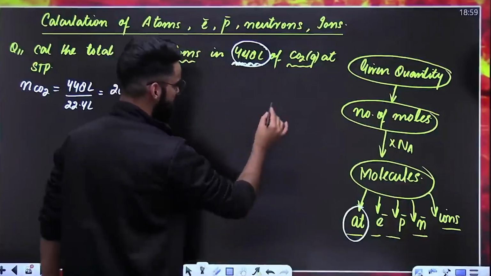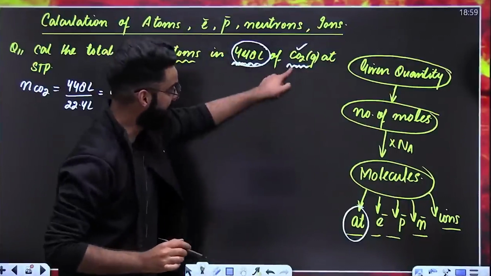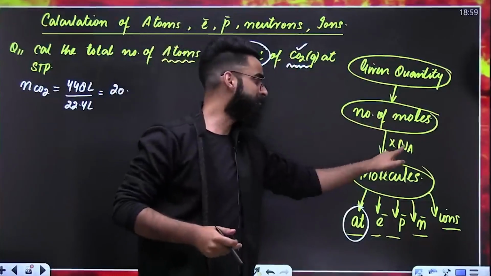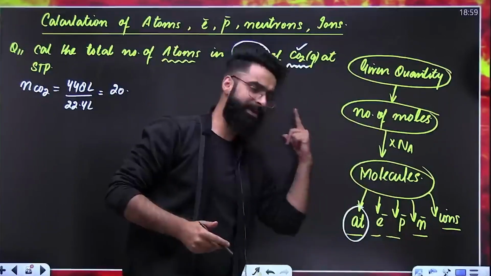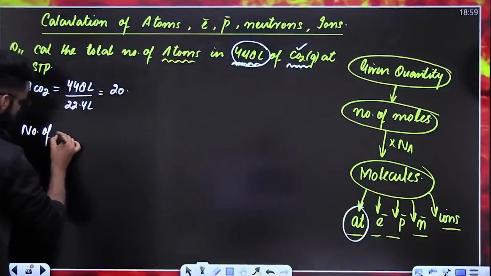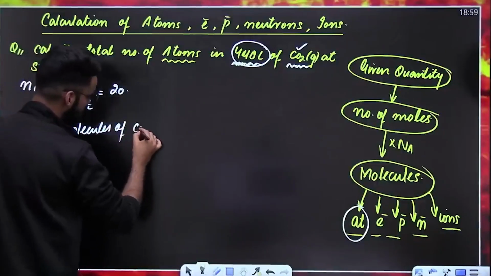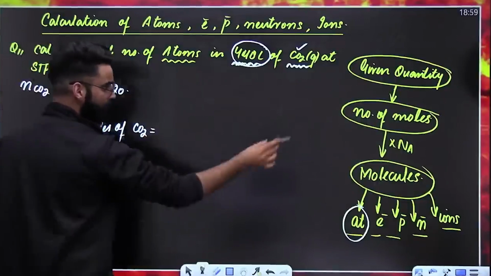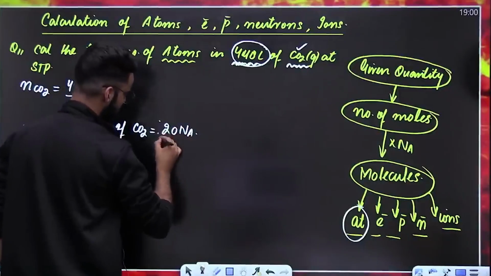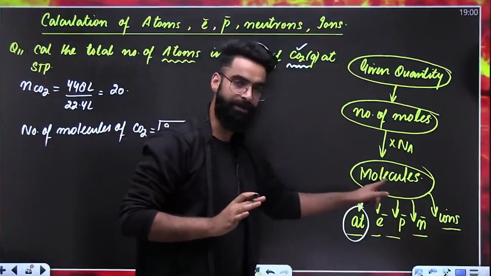Now, my dear students, check whether the given substance is in atomic form or molecular form. The given substance is in molecular form, it's carbon dioxide. And you know, when moles are multiplied by Avogadro's number, we'll be getting the molecules because the given substance is in molecular form. So I'll write: number of molecules of carbon dioxide is equal to moles multiplied by Avogadro's number. So we have calculated the molecules.